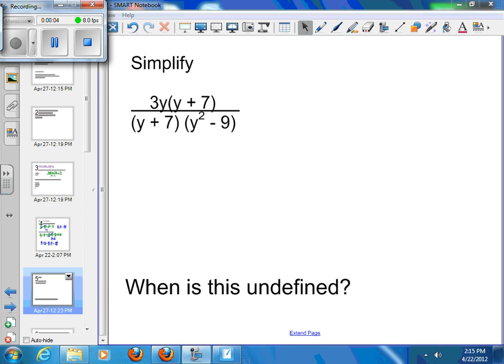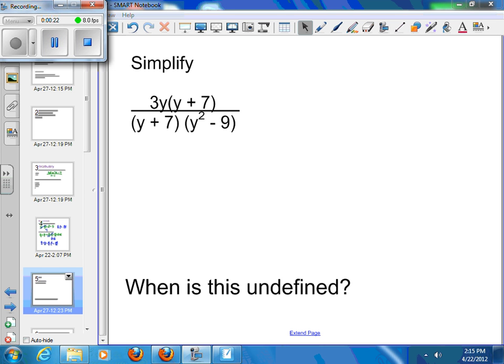So example 1 for simplifying rational expressions, multiplying and dividing rational expressions. In this case, we are going to be looking at 3y times y plus 7 all over y plus 7 times y squared minus 3. Or sorry, y squared minus 9.